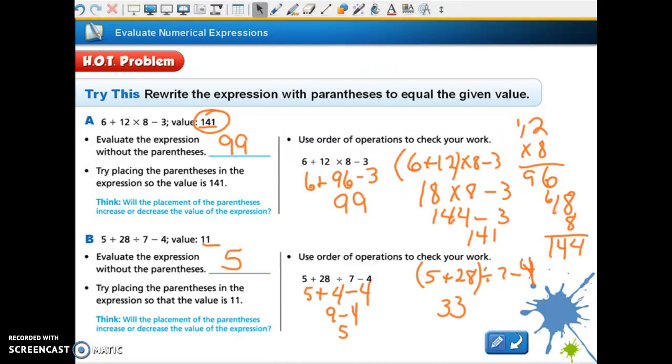And now I'm looking at this going, if I keep going, I'm going to divide this by 7, and 7 doesn't go into 33, so maybe I should put another set of parentheses over here. I'm going to put my divide, and I'm going to say 7 minus 4, which is 3. And 33 divided by 3 is 11, which is what they wanted us to solve for. So there we had to do 2 sets of parentheses.